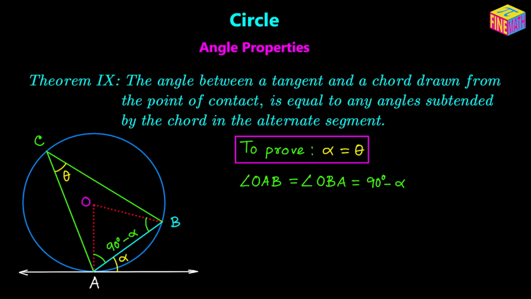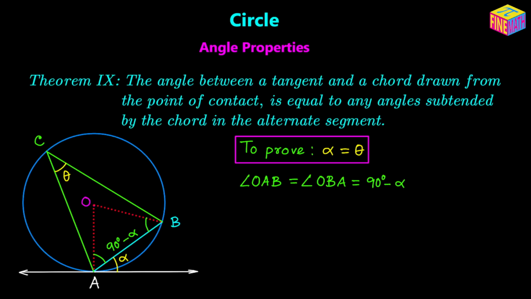They will be of equal size, and each of them will actually be 90 degrees minus alpha. Now why 90 degrees minus alpha? Because OA is actually perpendicular to the tangent, and then we already have an angle alpha there. So the remaining angle, which is the angle OAB, will be equal to 90 degrees minus alpha. And similarly, angle OBA will also be equal to 90 degrees minus alpha. That's what I have noted in the diagram there.